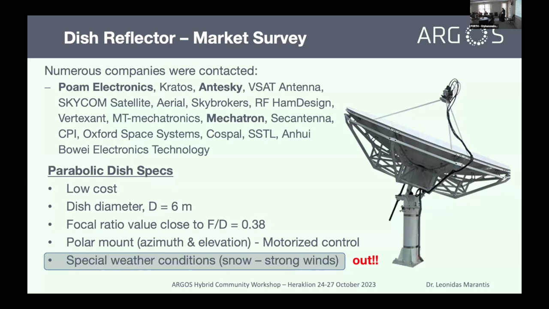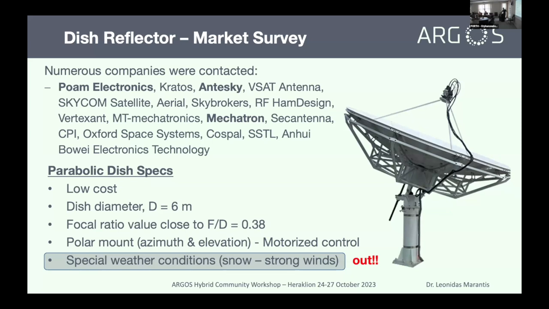The disc diameter is locked; it's a 6-meter diameter. The focal ratio so far is 0.38. We want a polar mount with azimuth and elevation and motorized control.